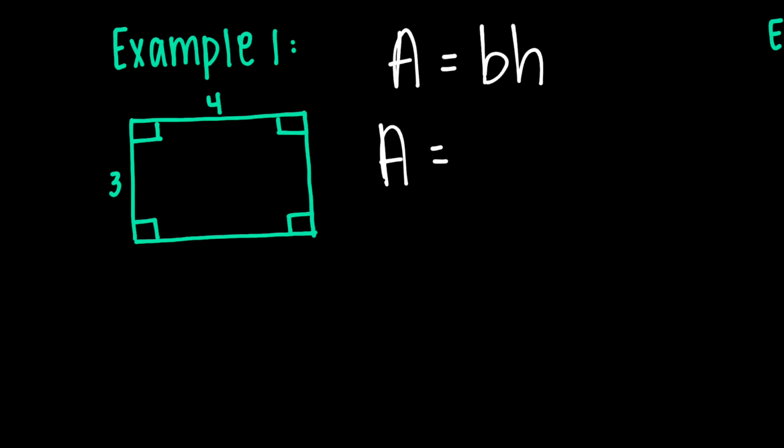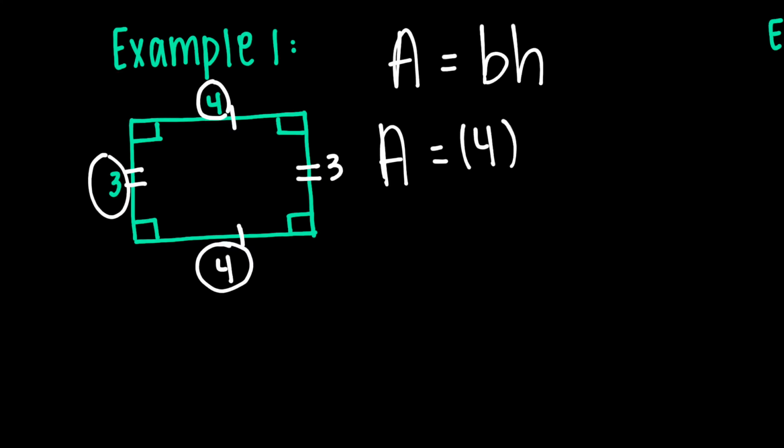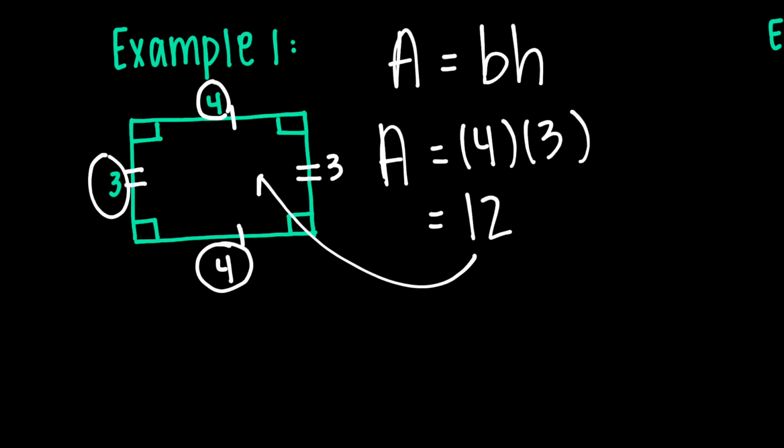Now here, my base is usually on the bottom. I don't have anything labeled there, but you need to remember, on your rectangle, the sides across from each other are equal in length. So because the top is 4, I know the bottom is 4. And because the left is 3, the right is also 3. So in this situation, my base is 4 and my height is 3. It's just multiplication, so 4 times 3 is 12. So now I know my area of this rectangle is 12.